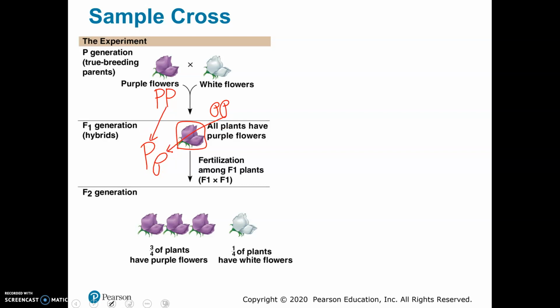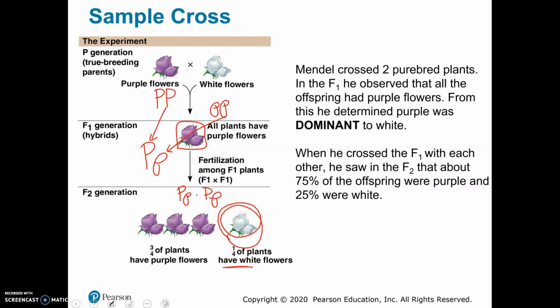Now the weird thing is when he crossed two of these, so big P little p with another big P little p, this is where he showed blending is not what happened. Some white ones came back. About a fourth, 25%, came out white. So, to summarize, whatever he saw in the F1, he knew that was the dominant trait. It sort of covered up the other version of the gene.